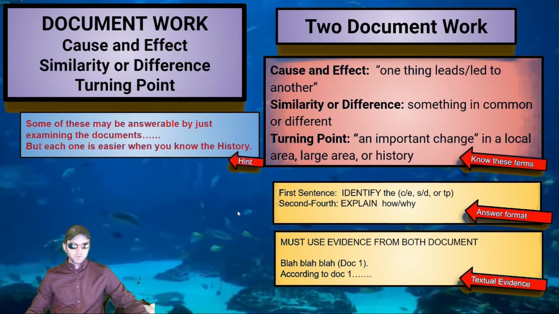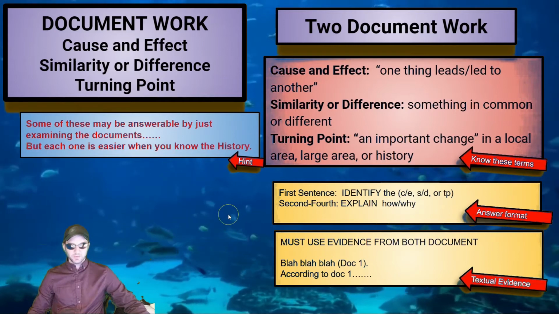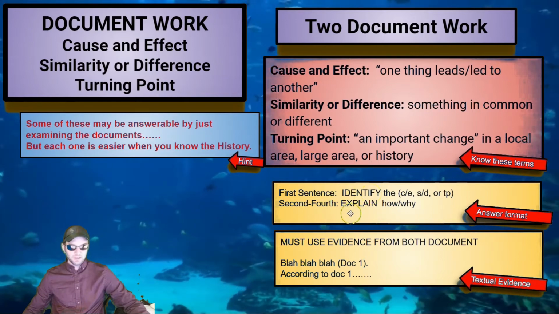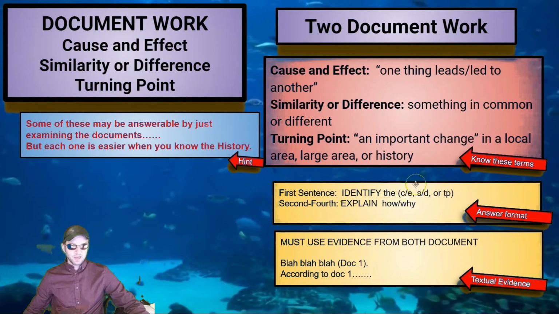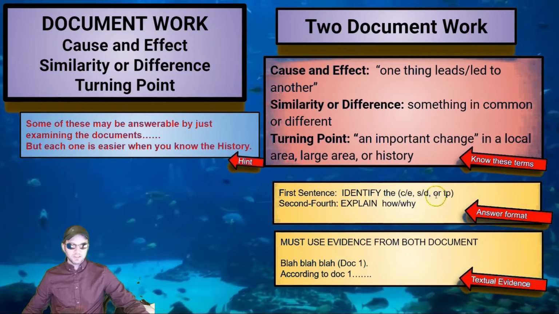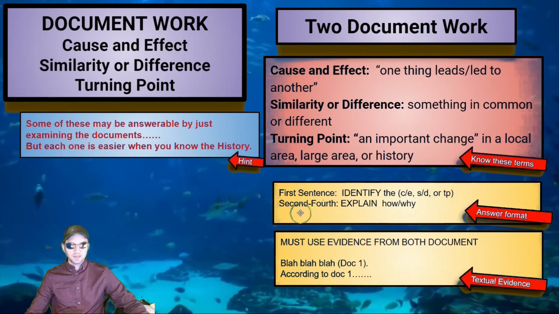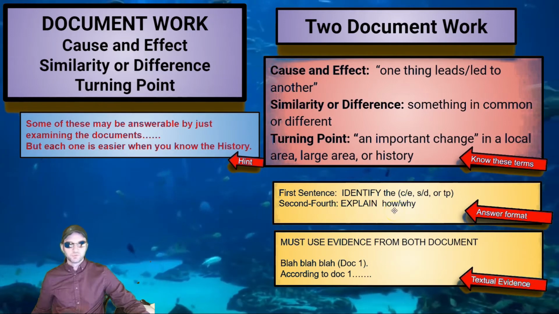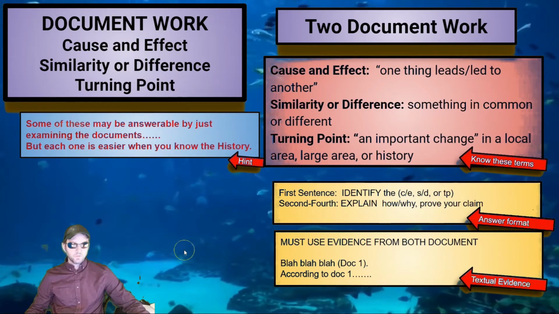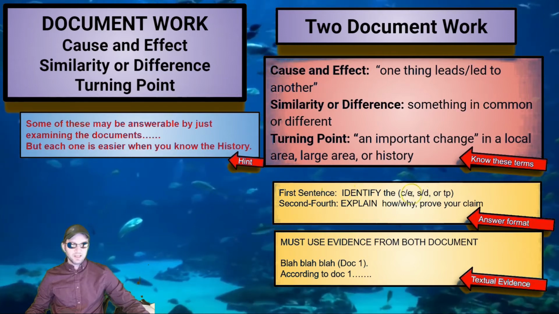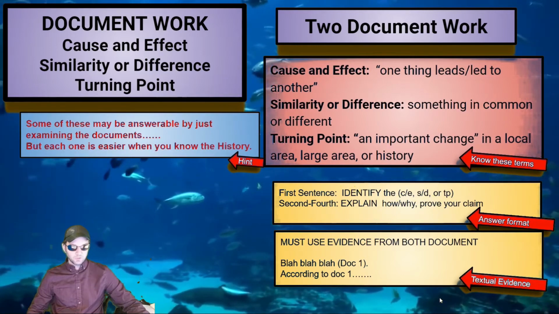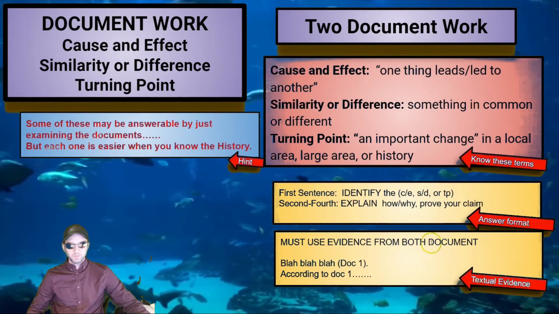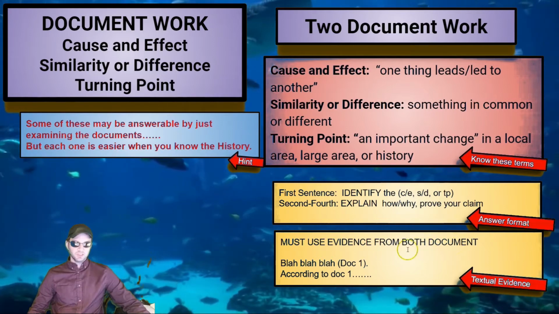Now, all three of these follow the same format in the answering. Your very first sentence in every single answer in the mini paragraph is to identify the cause and effect, identify the similarity or difference, or identify the turning point. That's your first sentence. And the second through fourth sentence is to explain the how, the why, go into depth, prove. You are proving your claim. Your first sentence, the identify, is the claim, and then you prove it. You must be using textual evidence and referencing information from both documents in your answer to receive the full points.